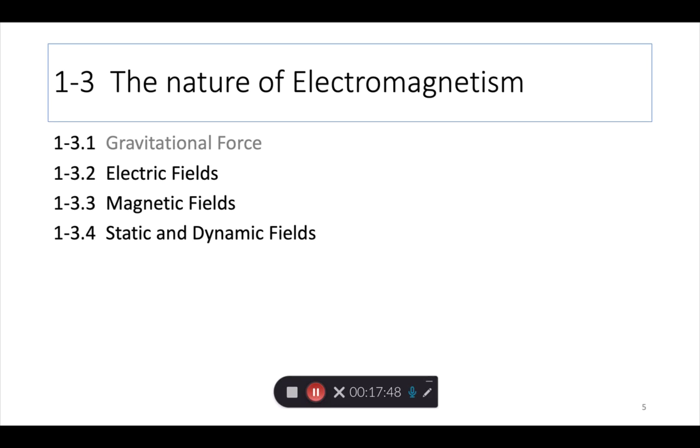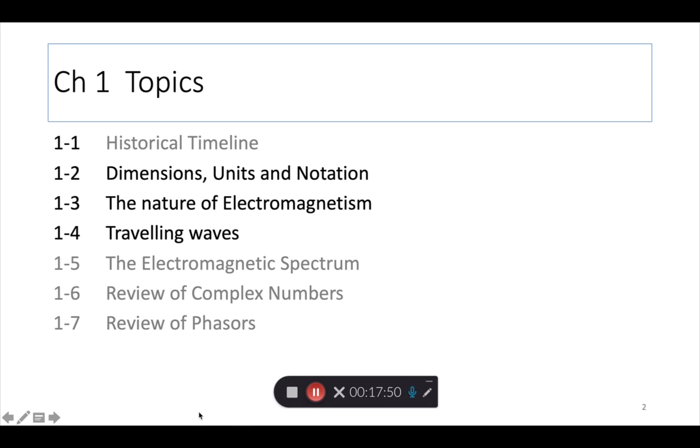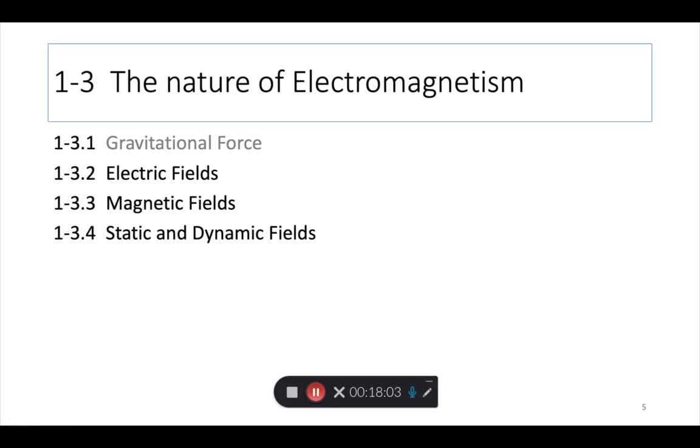And there's three topics here. Let me go back quickly. So the three that we're going to cover, one we have covered, 1, 2. 1, 3 is the nature of electromagnetism. And then there's something important called traveling waves. So we are moving on to 1, 3 here on slide 5.